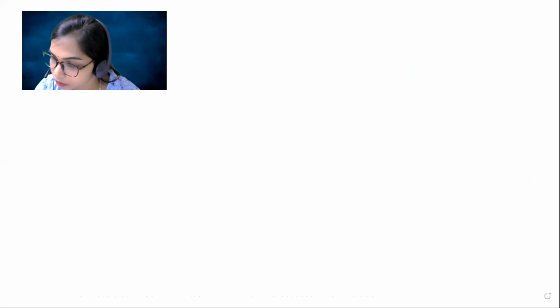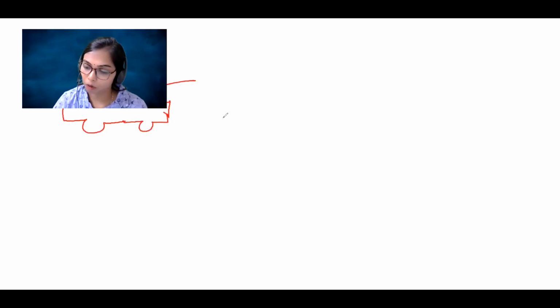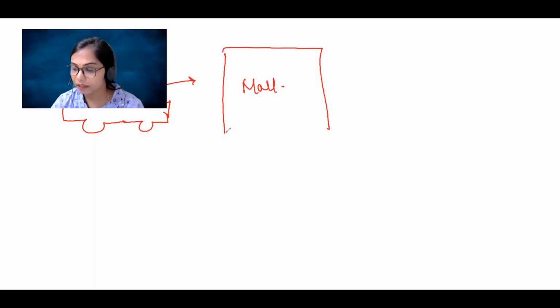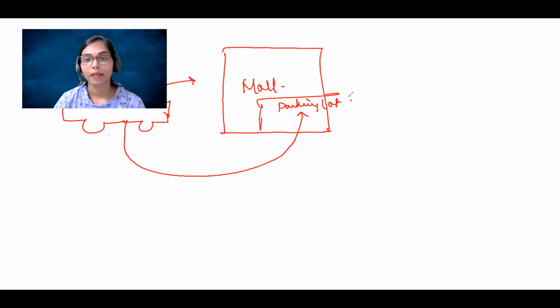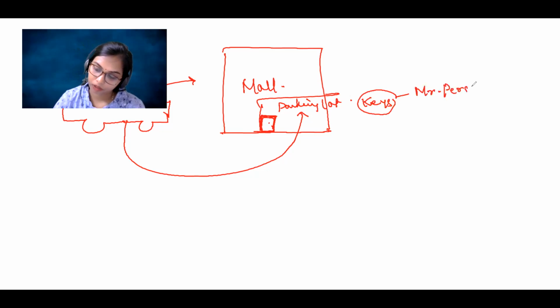Now, what has happened? Let's see. This is Mr. V. He has a car. He went to a mall. There he kept the car inside the parking lot. And he gave the keys of the car to the person in charge.